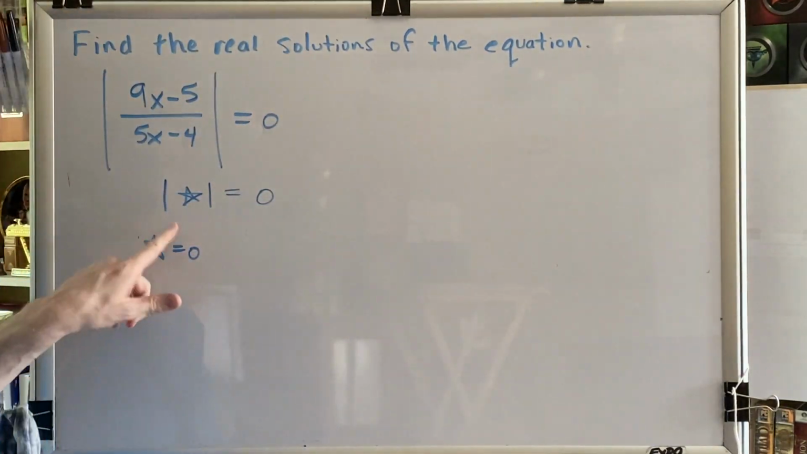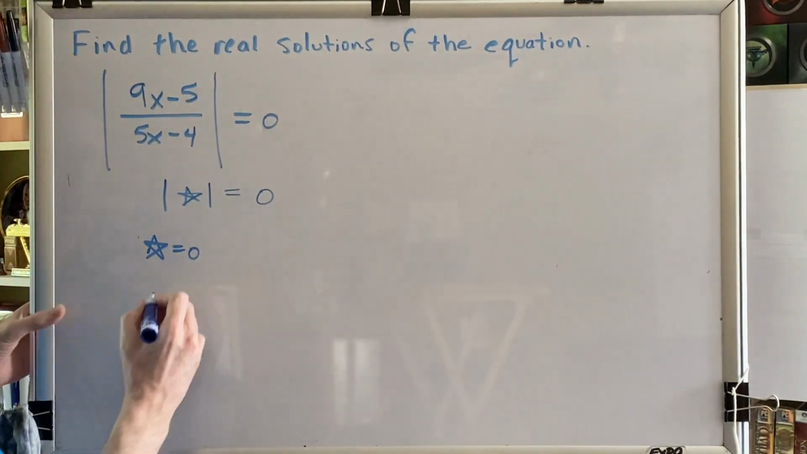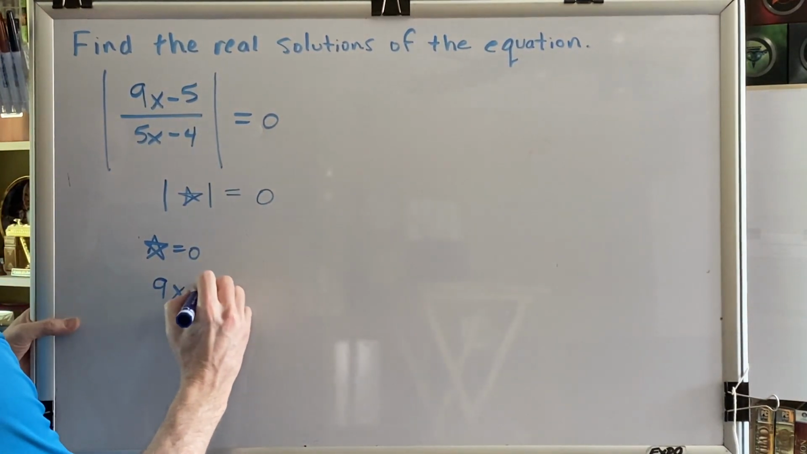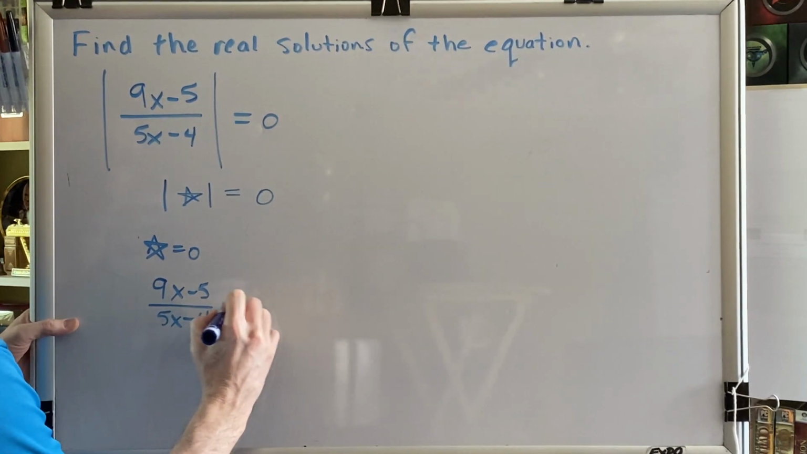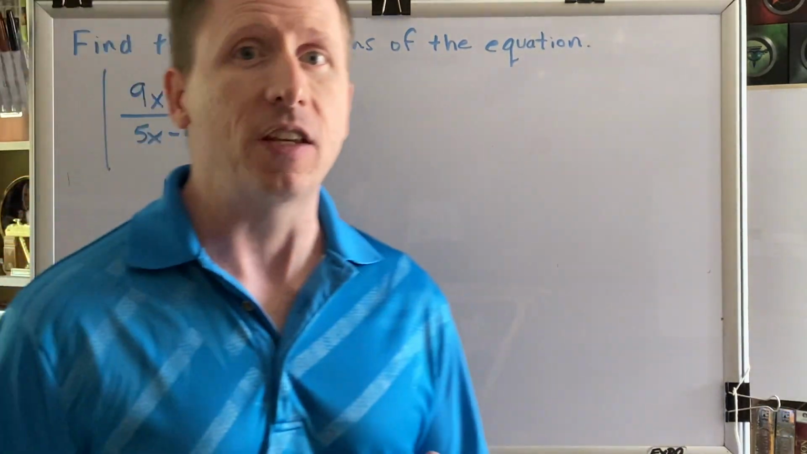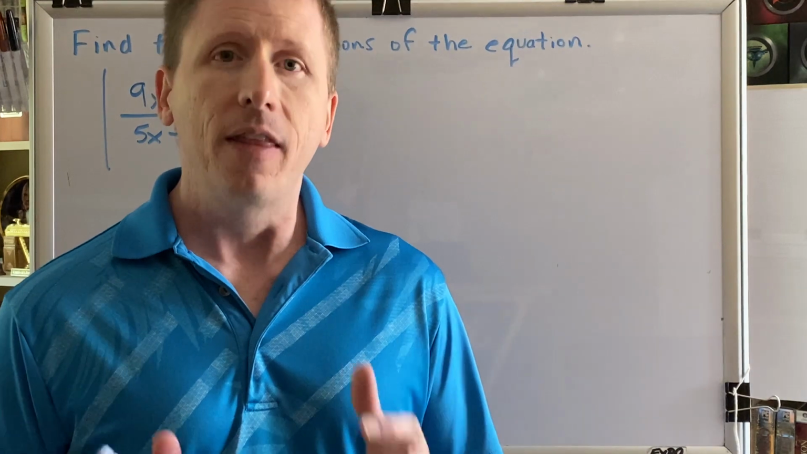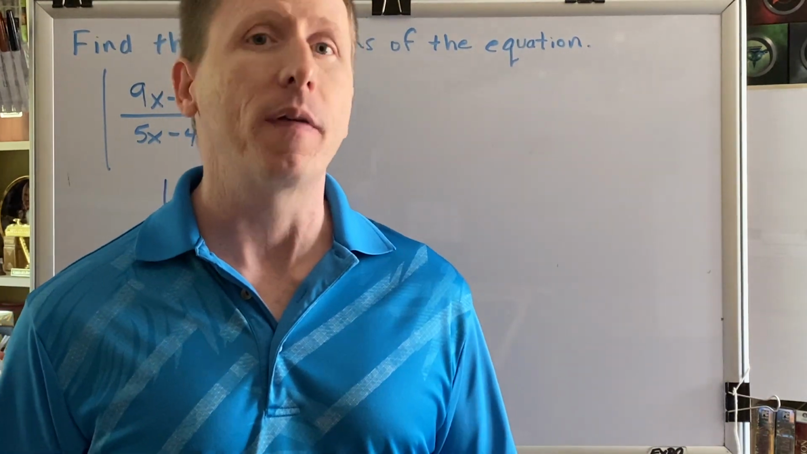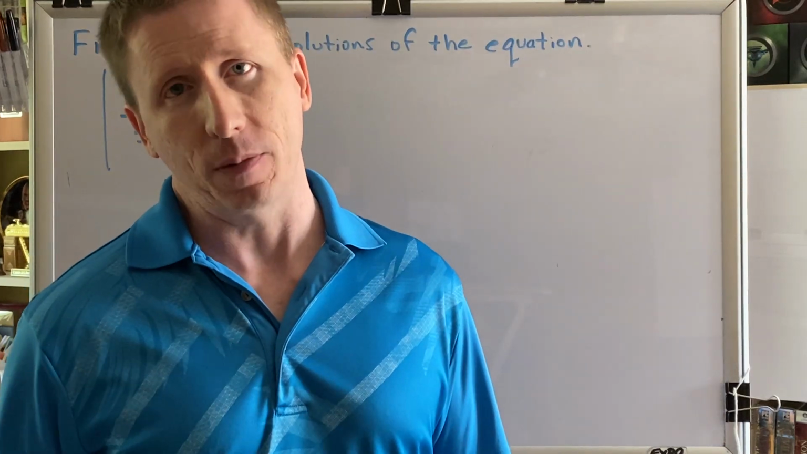Now, star used to be this fraction, so we put it back the way it was. This gives us 9x minus 5 over the difference 5x minus 4 equals 0. There are two ways of solving this equation. One is to understand how fractions work. The other is to solve a proportion, to set two fractions equal to each other. Let's do both of these methods.